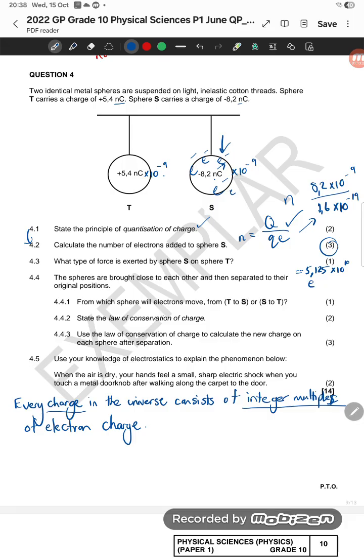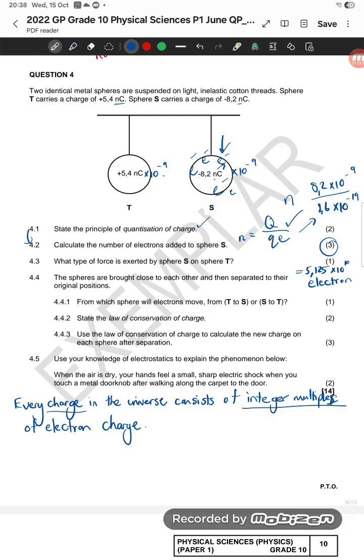So, and then you're going to say, what is this? It's electrons. The number of electrons is the charge divided by the charge on one electron. Doesn't that make sense? So I've got 5.125 times 10 to the 10 electrons. Okay.